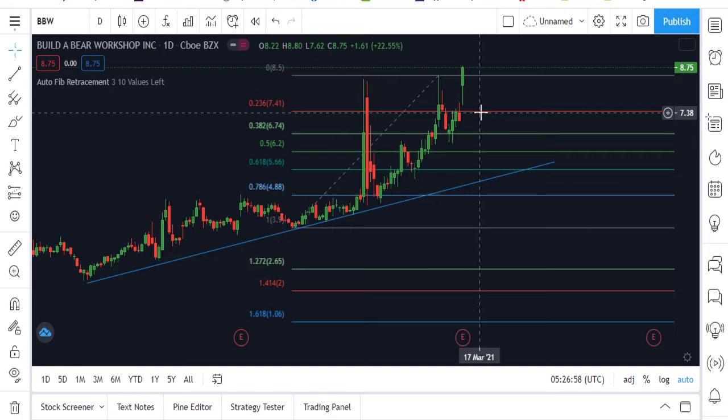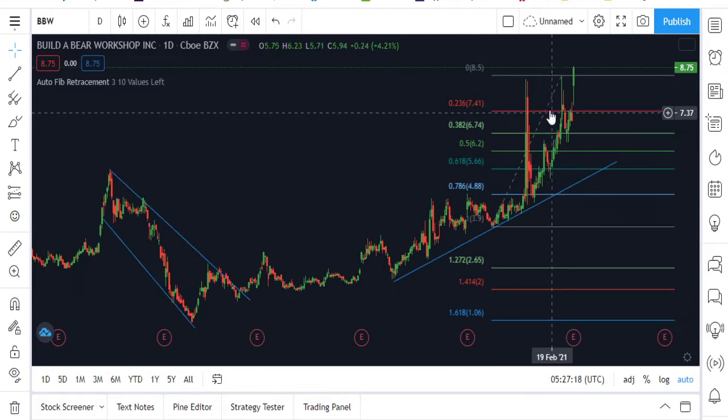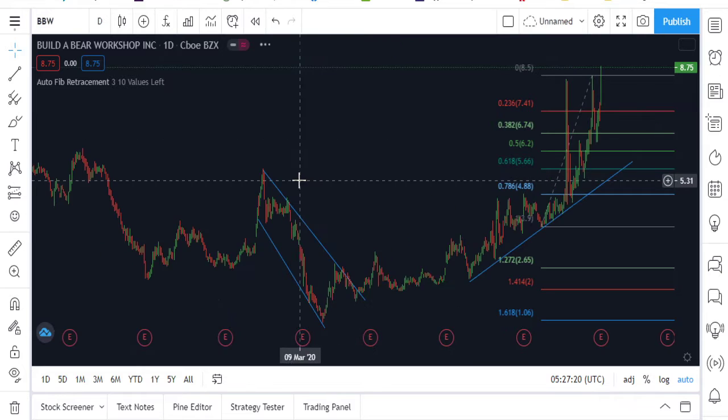So right now, as you can see, it broke this line right here, the 740 line. It surged above 850, so this is actually good for us. This makes another green candle. It opens above 850, or 875, sorry. If this opens above 875 tomorrow, this stock will have potential to go even higher.